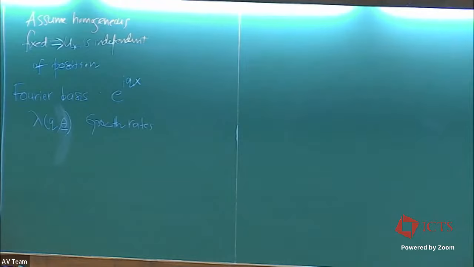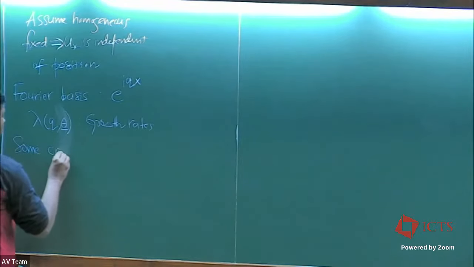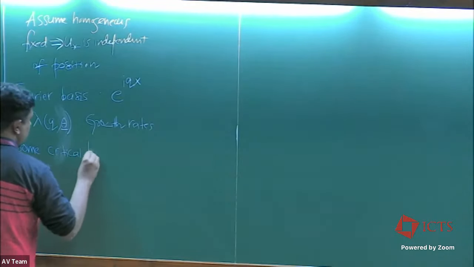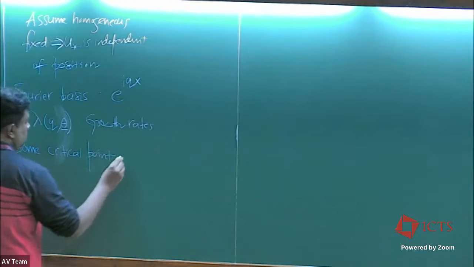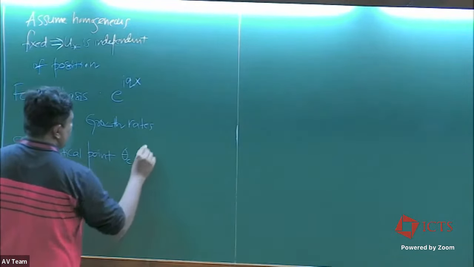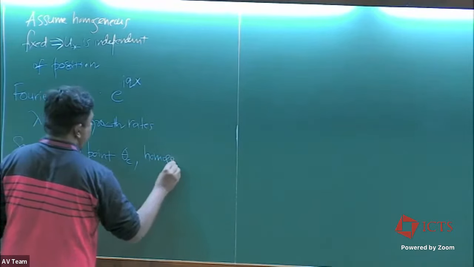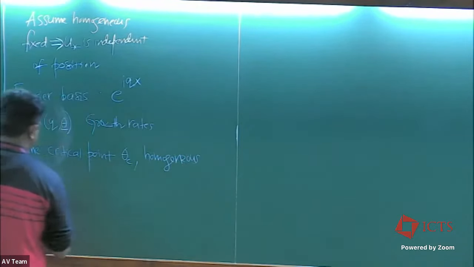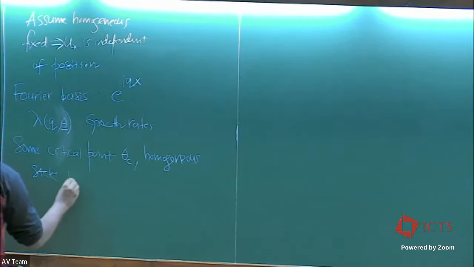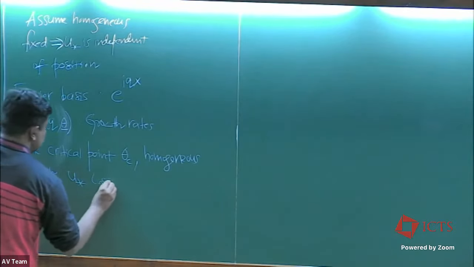Okay. Now there'll be a bunch of critical parameters, some theta equal to theta critical, at which you start seeing a bifurcation. That means the homogeneous state becomes unstable. So at some critical point, theta c, the homogeneous fixed point U star loses stability.